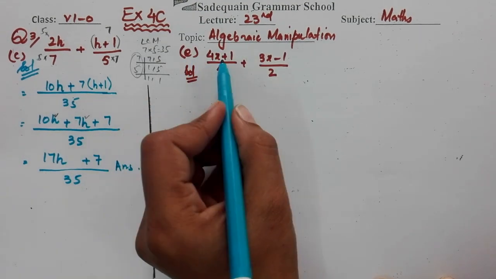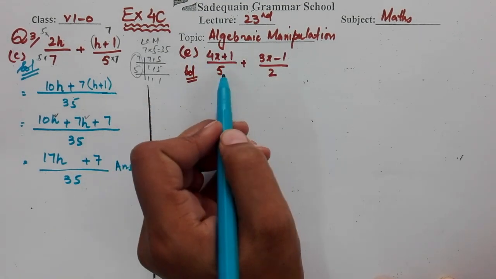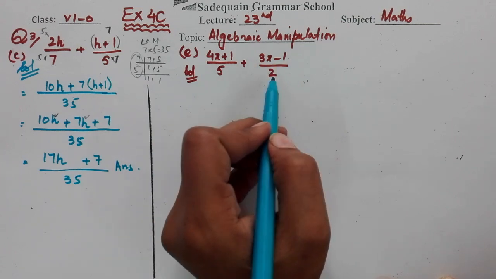Now part E, what we have been given: 4x plus 1 upon 5 plus 3x minus 1 upon 2.